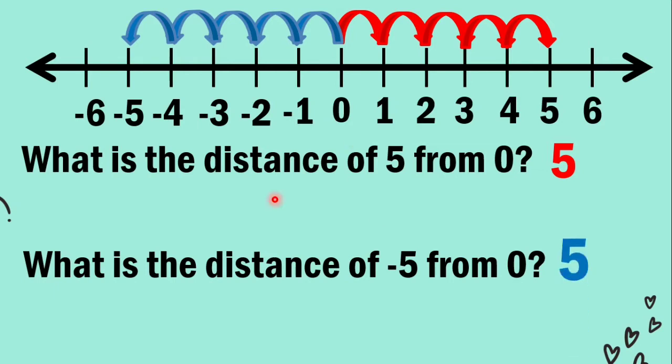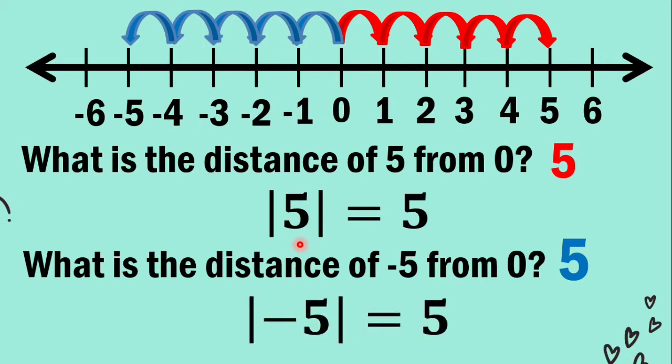So how are we going to write this question into a symbol? So we have 2 bars with the integer inside the 2 bars. So we can read this as the absolute value of positive 5 is equal to 5. Next, we have the absolute value of negative 5 is equal to 5.